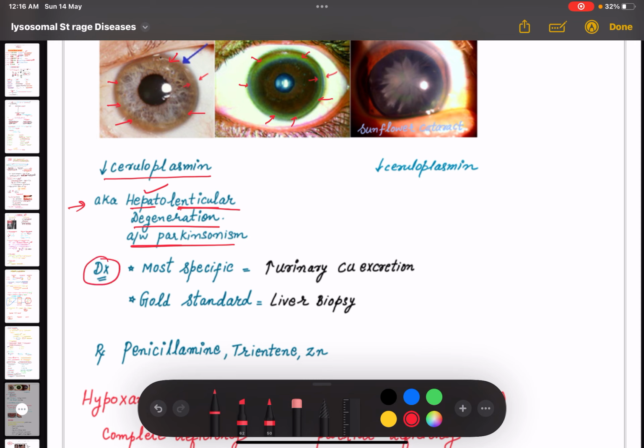And for diagnosis, we are doing some tests. The most specific test is increased urinary copper excretion, and the gold standard test is liver biopsy. And for treatment, we are giving some chelating agents like penicillamine, trientine, or zinc.